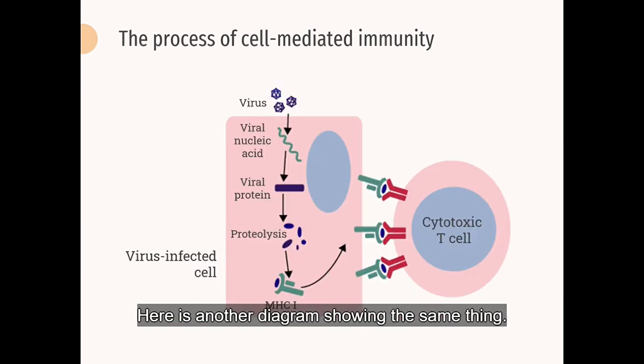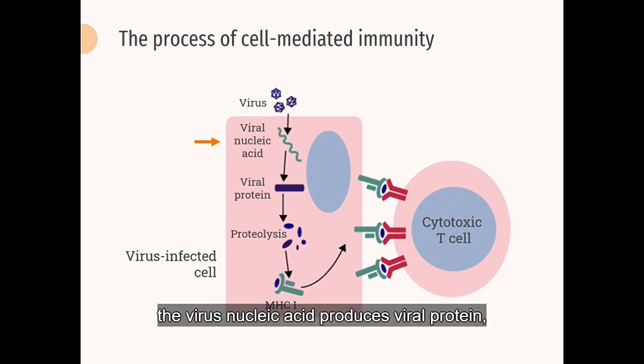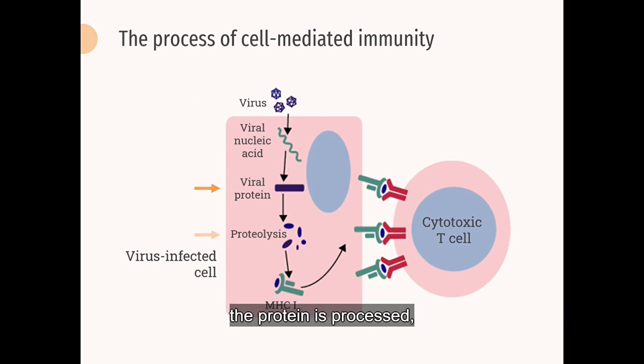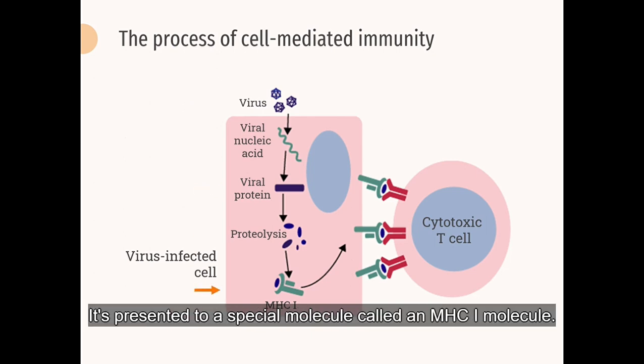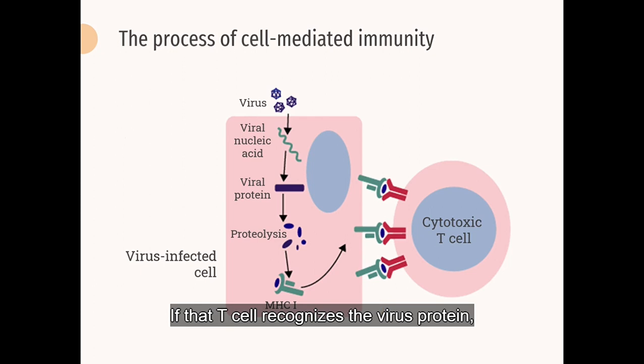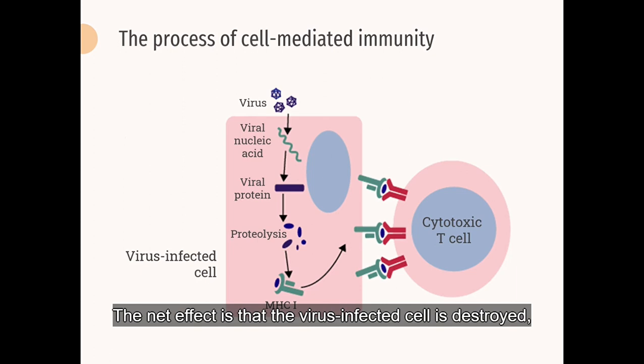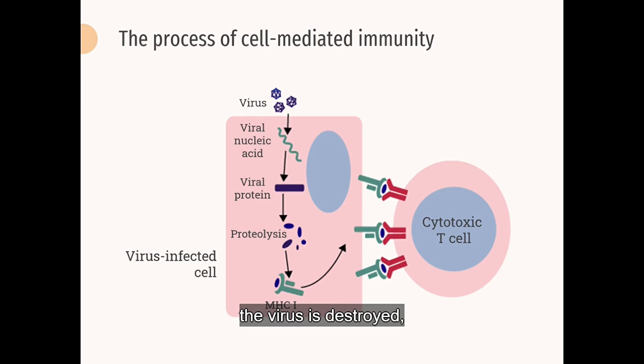Here is another diagram showing the same thing. The virus gets into a cell. The virus nucleic acid produces viral protein. The protein is processed. It's actually split up into little bits. It's presented to a special molecule called an MHC1 molecule. That's carried to the cell surface where T cells have antigen receptors that can recognize the virus protein. If that T cell recognizes the virus protein, it will kill it. And the net effect is that the virus-infected cell is destroyed, the virus is destroyed, and life goes on.